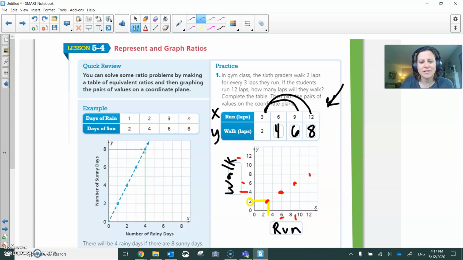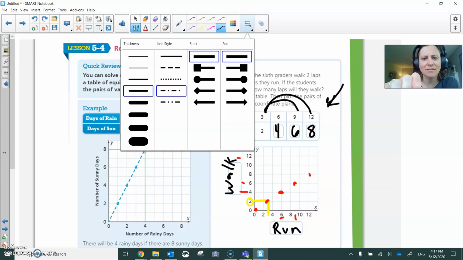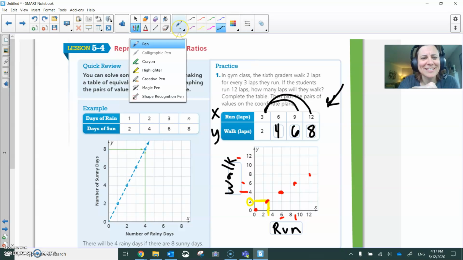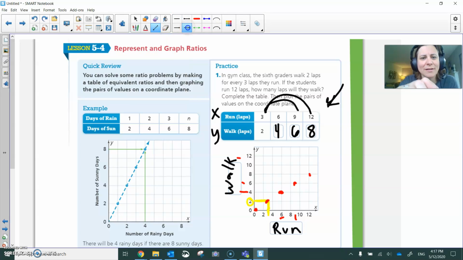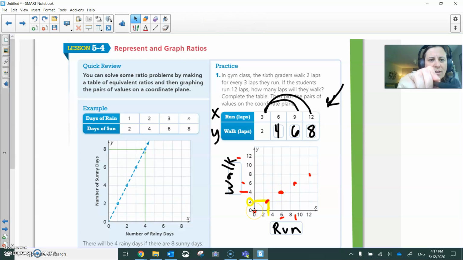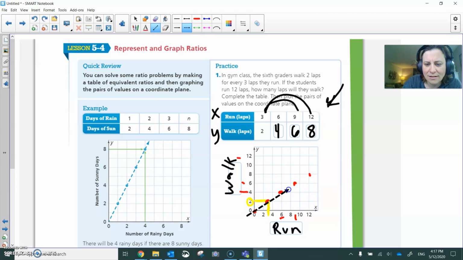If you run 0 laps, you would also walk 0 laps. So if you check this out, let me see if I can do this like it's a straight line here. Is that an option on this? I'm not even sure. Let's see. Here it is. There we go. So I should be able to draw what appears to be a straight line through these if I can. There we go. Draw a straight line through them.